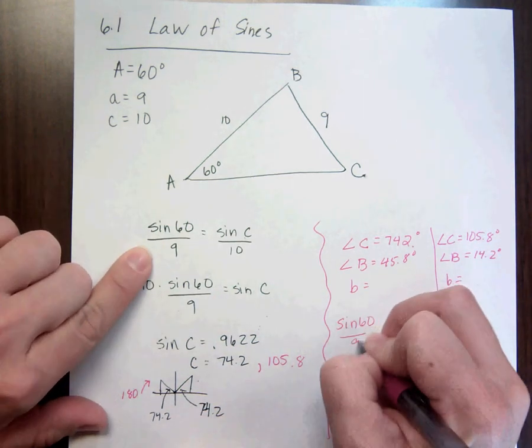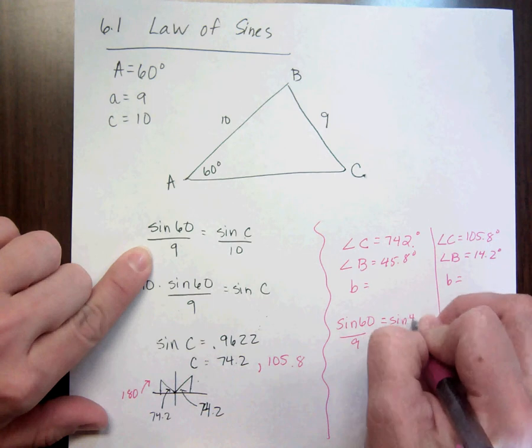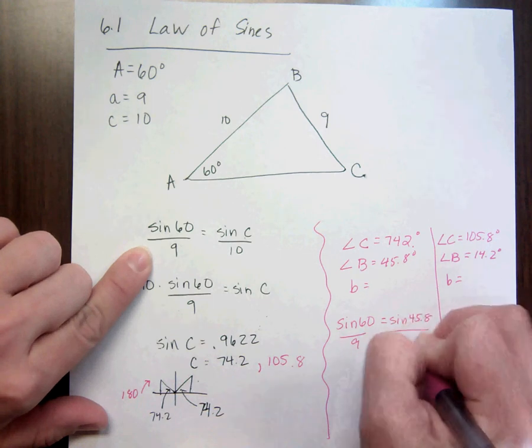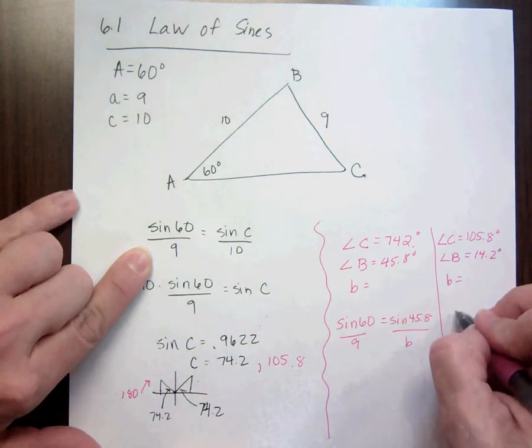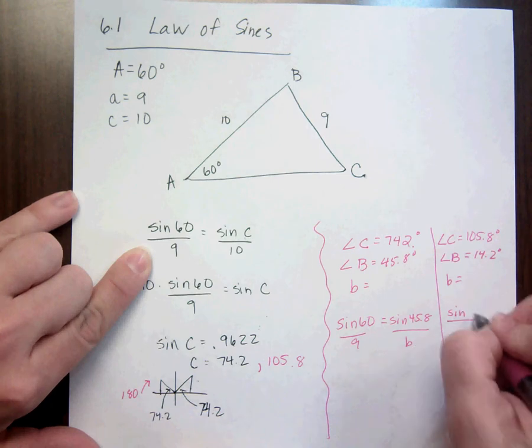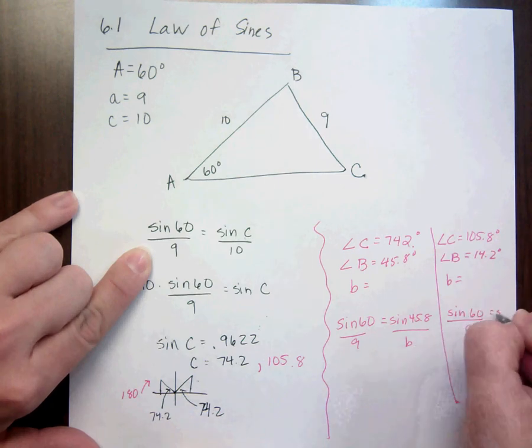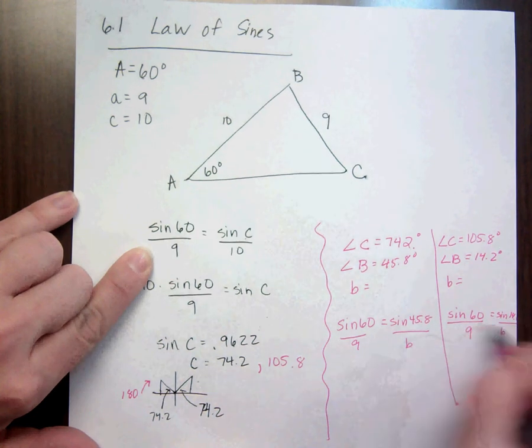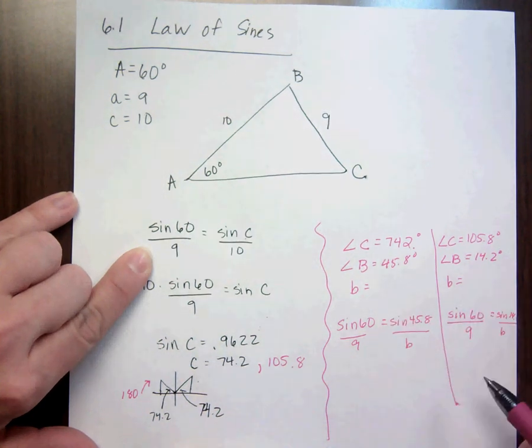Sine of 60 over 9 equals sine of angle B, 45.8, to find that B. Or totally new ratio, sine of 60 over 9 equals sine of the 14.2, and solve for that B. So you have to do two separate calculations to get your two separate side B's.